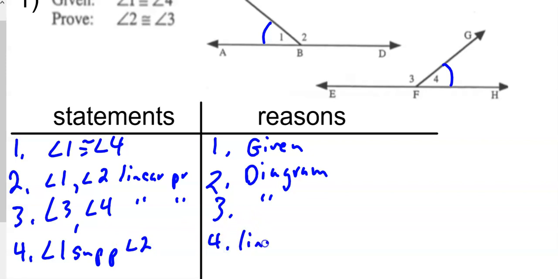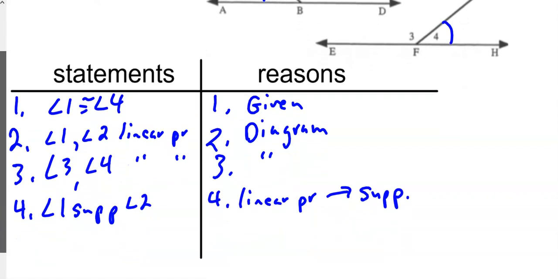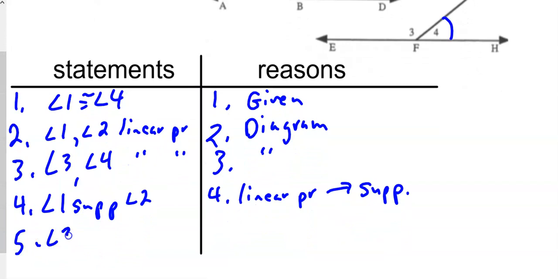So a linear pair implies supplementary because they're adjacent. And we can say the exact same thing about angles 3 and 4. Again, if you want to rewrite it, or you can use these little dittos, that's absolutely fine to do.